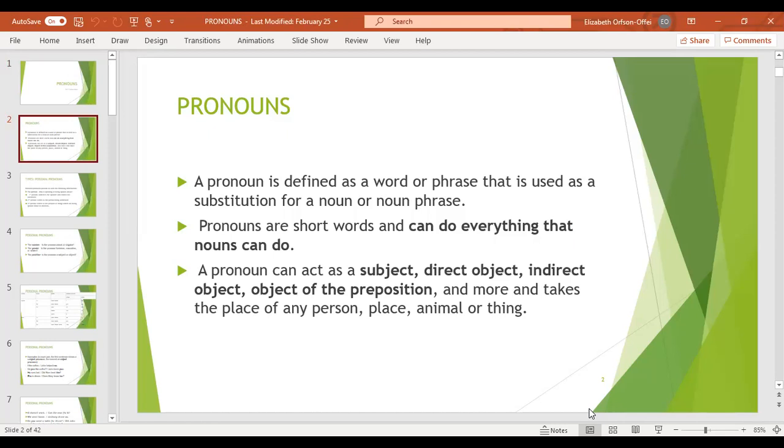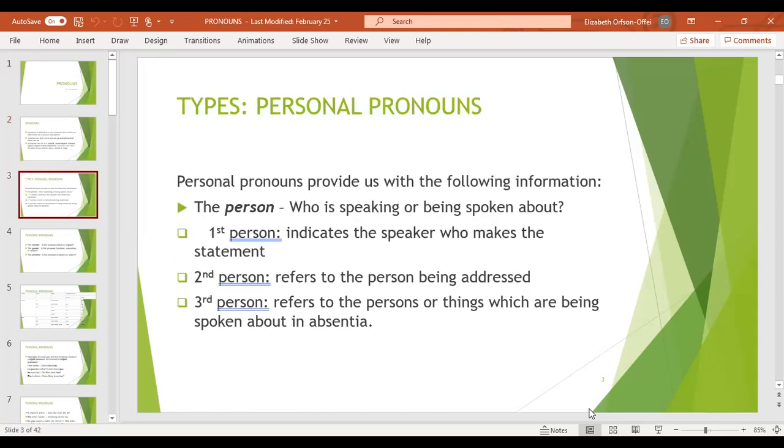Now, since they're replacing nouns, they can do anything that nouns do, okay? And you find them everywhere you can find a noun. So a pronoun can act as a subject, can act as a direct object, indirect object, or even object of a preposition. And it takes the same place of a person, a place, an animal, or a thing, because it can replace a noun in any environment.